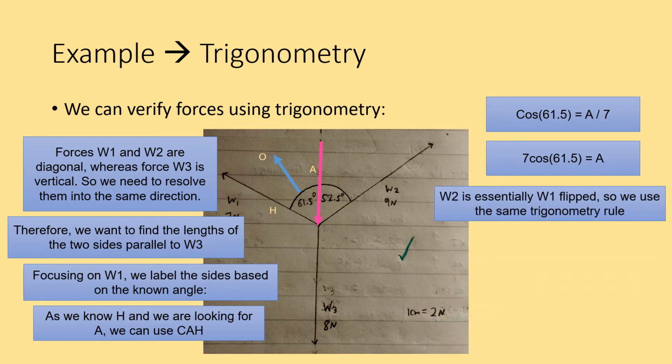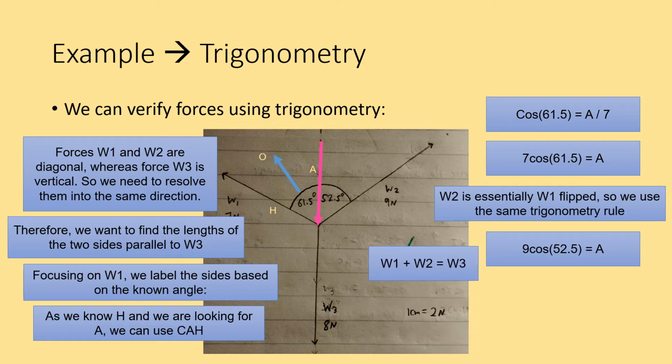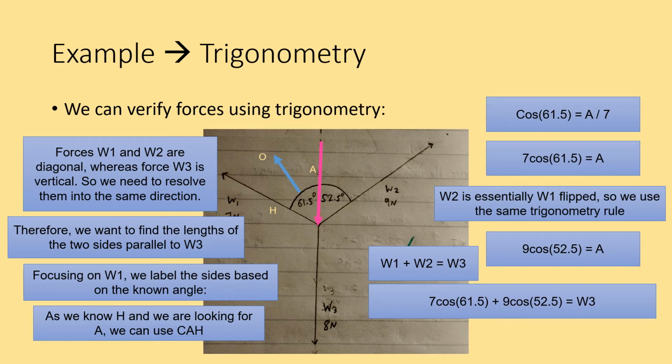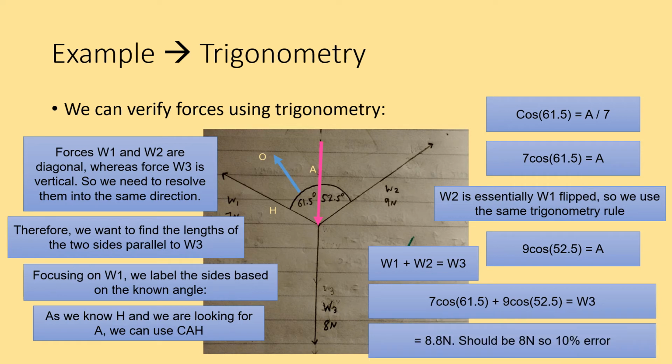Now W2 is the same, just flipped, so we can use the same trigonometric rule, and that gives you 9 cos 52.5 gives you A. And W1 plus W2 equals W3. So you add those together, 7 cos 61.5 plus 9 cos 52.5, and that gives you W3, which remember should be 8 newtons. It actually comes to about 8.8. So that's a 10% error based on this trigonometric ideal.